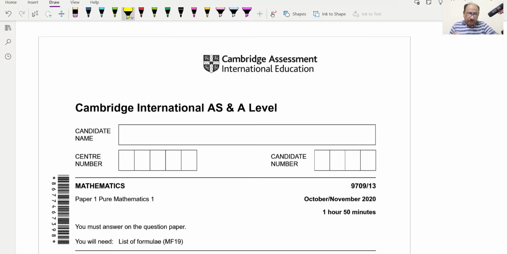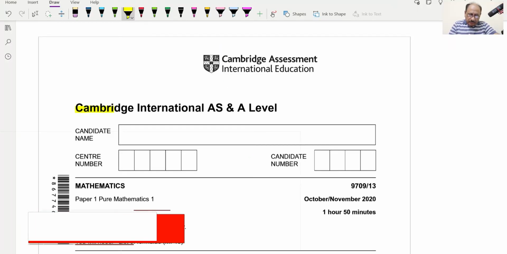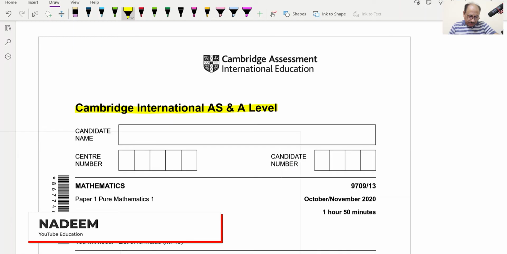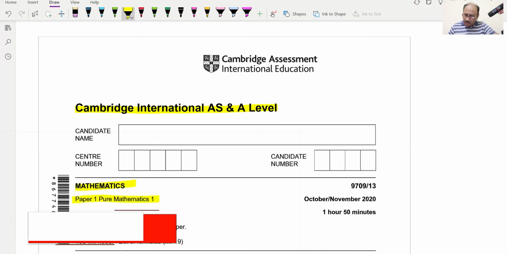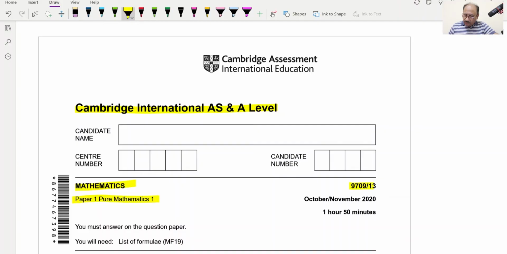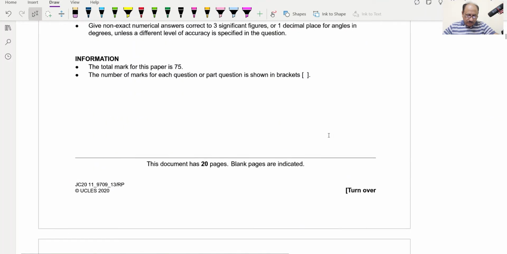Hello everyone. Today we'll be going through Cambridge International AS & A Level Mathematics Paper 1 Pure Mathematics 9709/13, October/November 2021. Let us move to question number 1.